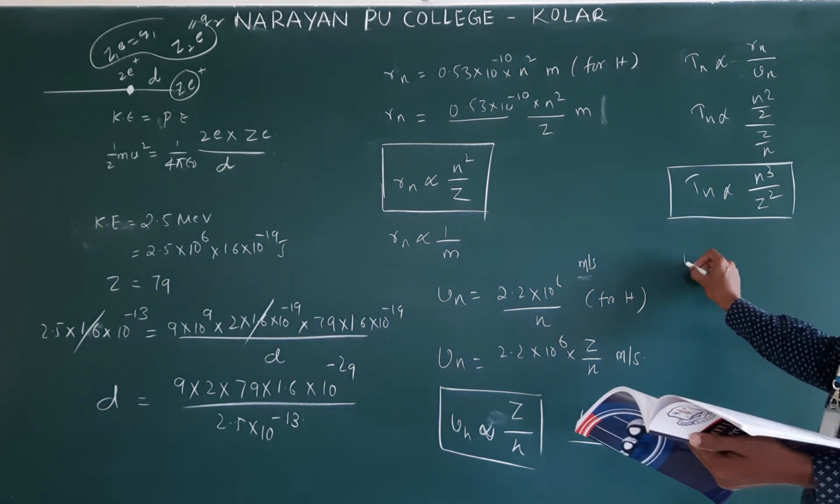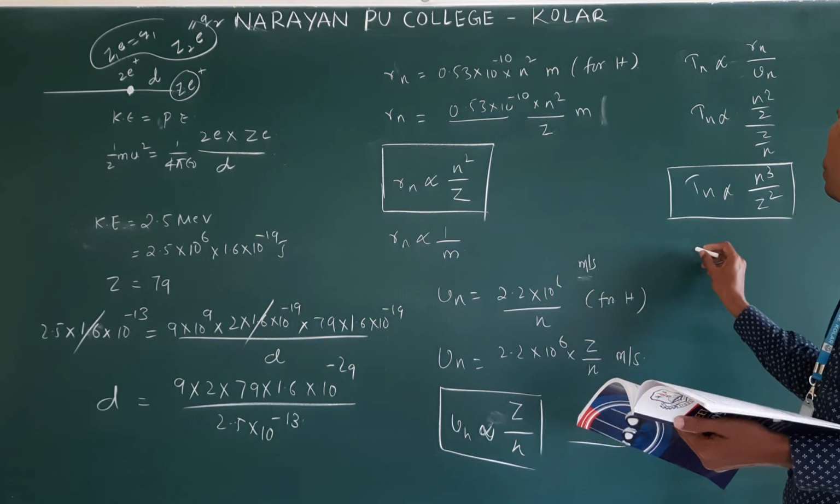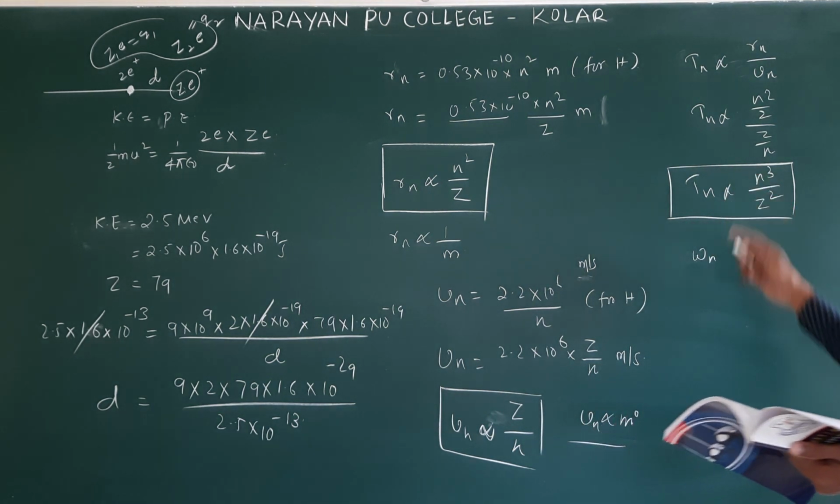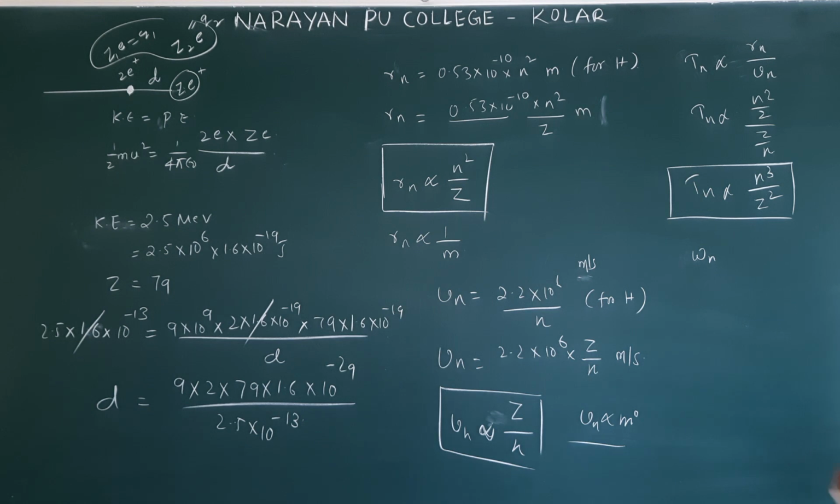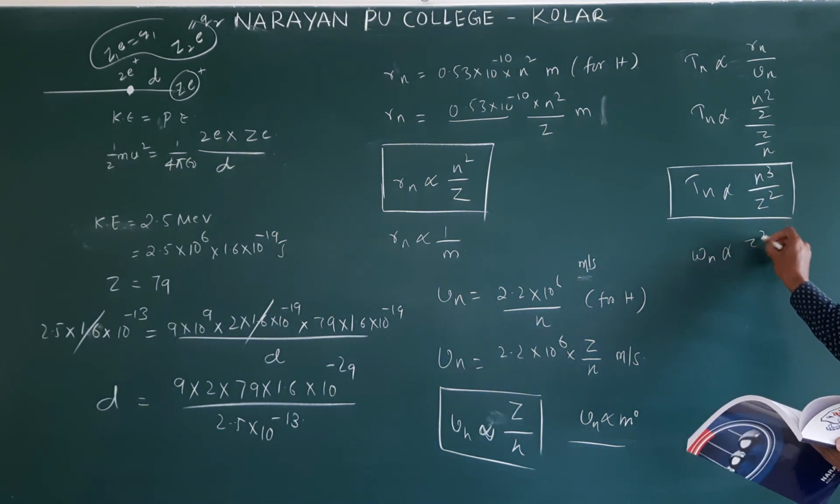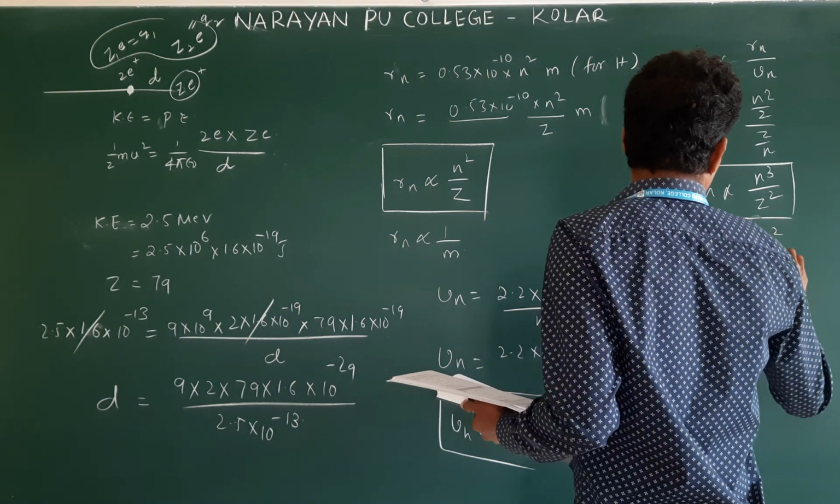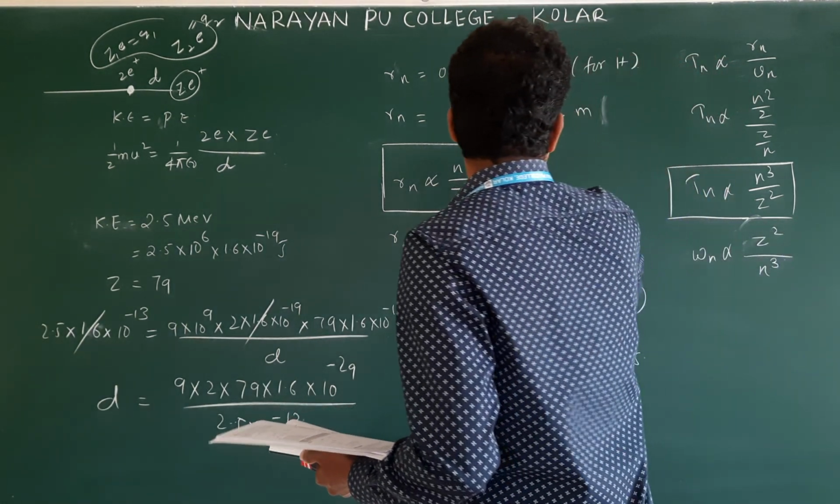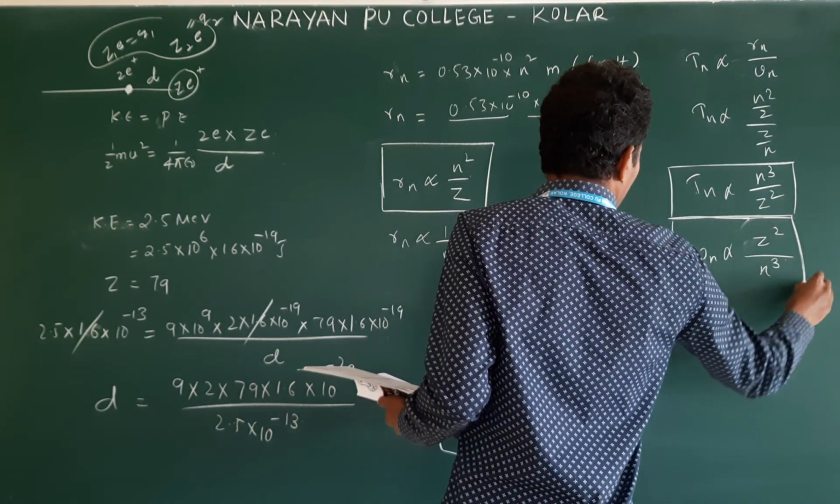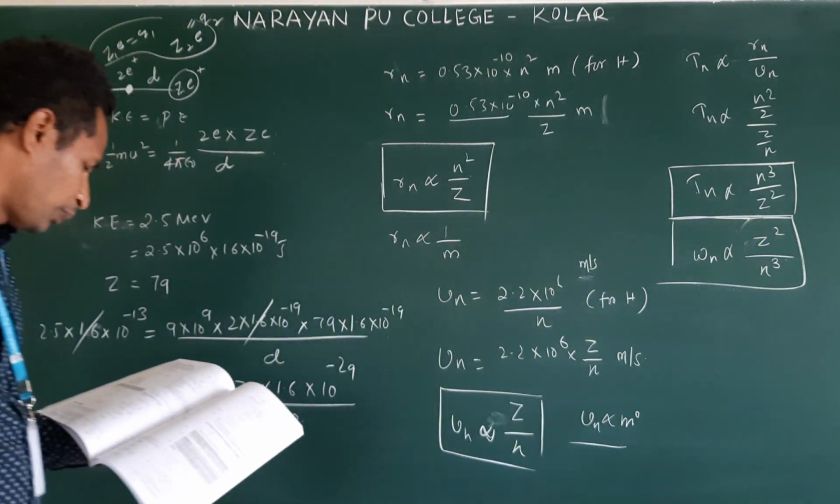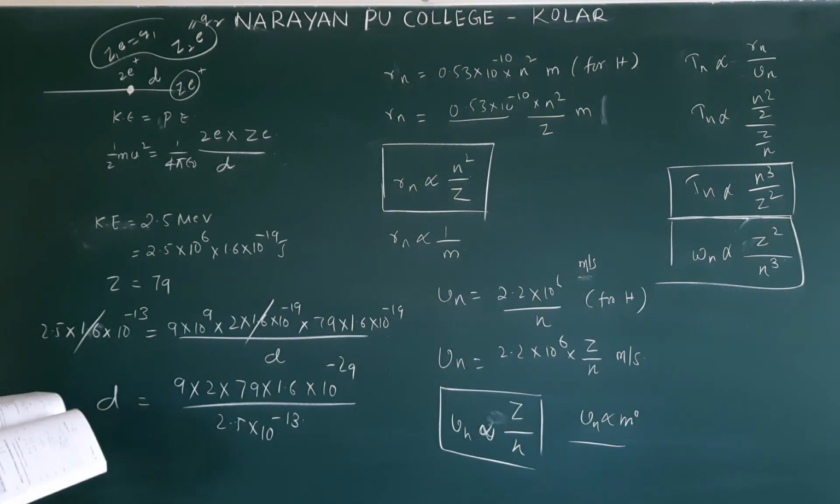If they ask for angular velocity omega, this is the reciprocal, so it will be Z square by n cube. So Bohr's relations are very important.